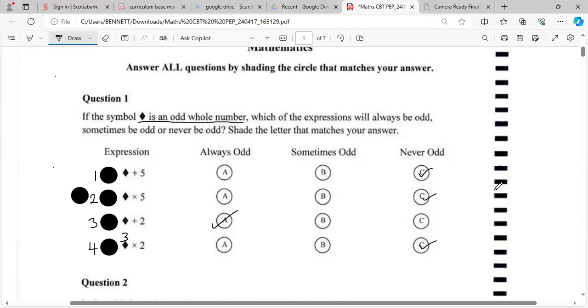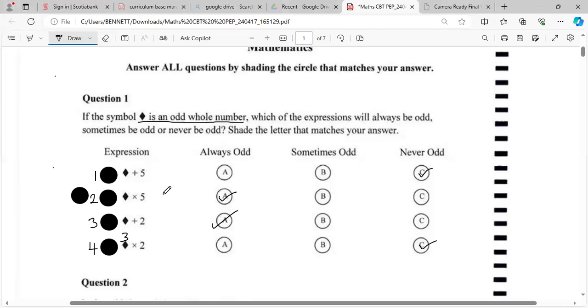Number 2. So you're saying it's never odd, that's not correct? Yes, sir. All right, give us the reason and what's the correct answer. If it's an odd whole number, any odd whole number times 5 would still be odd. You're saying it should be always odd. Yes, sir. Let us put it to the test.